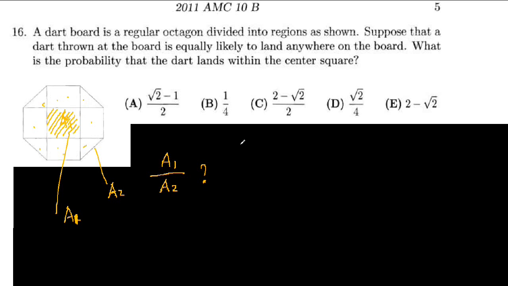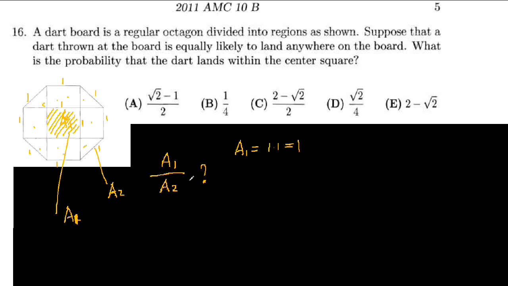So what is the area of A1? For easier calculation, we can say this is 1 unit in size, and this is 1 as well. In other words, this is 1, right? This is a regular octagon, so all the outside edges are identical in length. So A1 is 1 times 1, equal to 1, right?